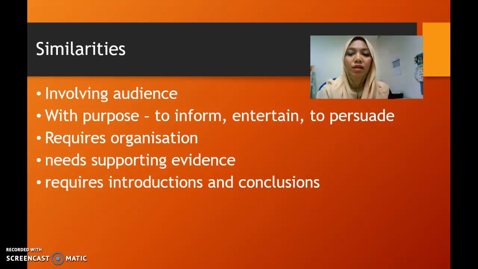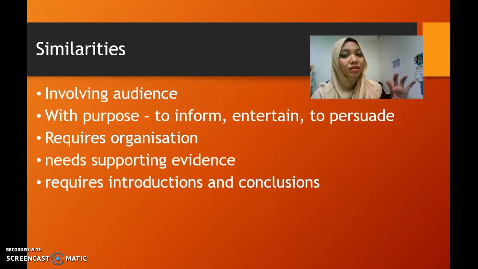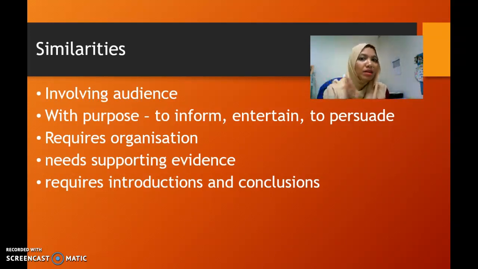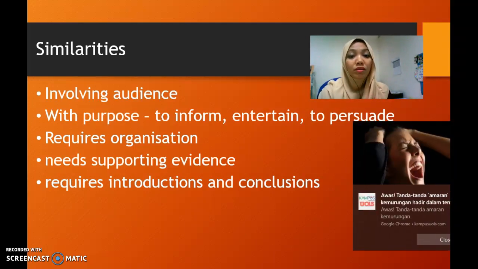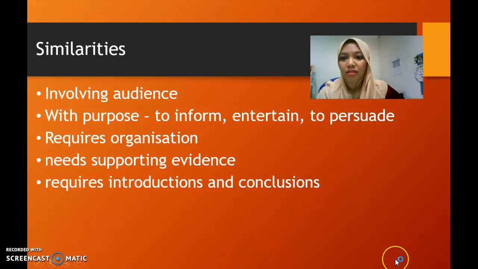And even though it's impromptu, you're still required to have some sort of organization. This is actually good in the sense that it helps you to put a structure to your speech. When you don't have the organization, you will have the tendency to keep on rambling without having a certain direction in your speech. And yes, you still need to give supporting evidence.